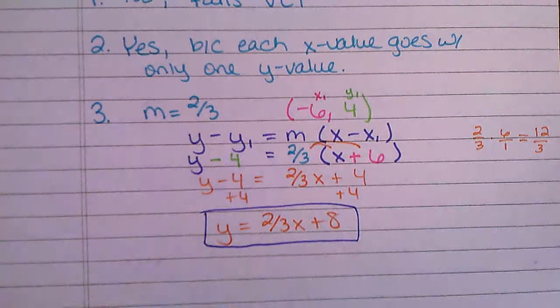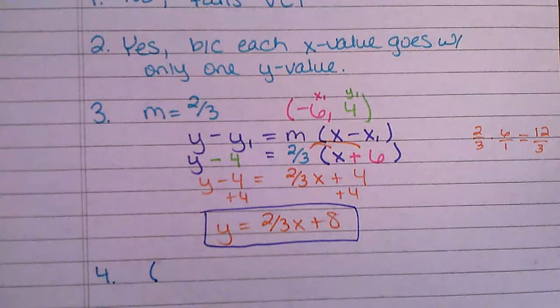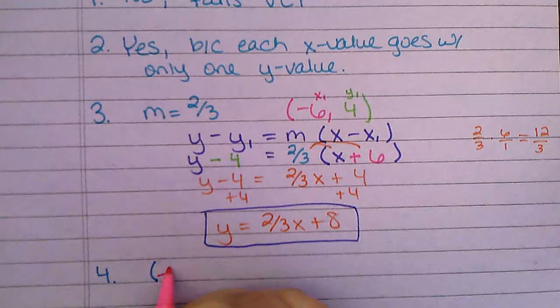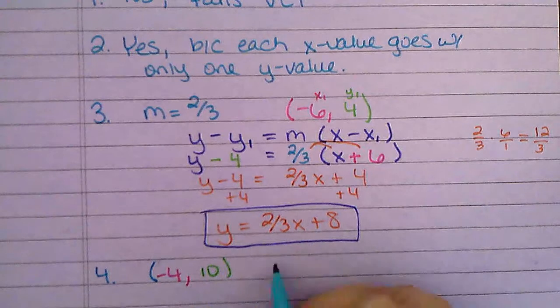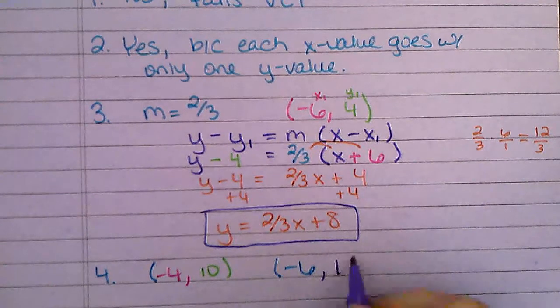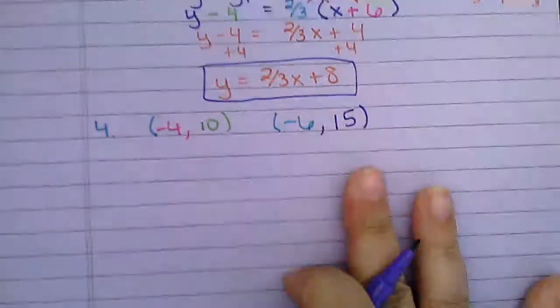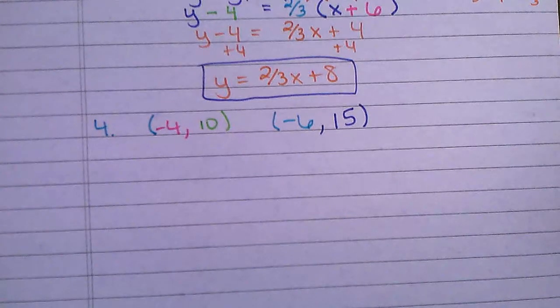Next, on number 4, it says rewrite. Okay, so I've got -4, 10, and -6, 15. And it wants this in slope-intercept form again. In order to have slope-intercept form, I need the slope and the y-intercept. I don't have either of those.